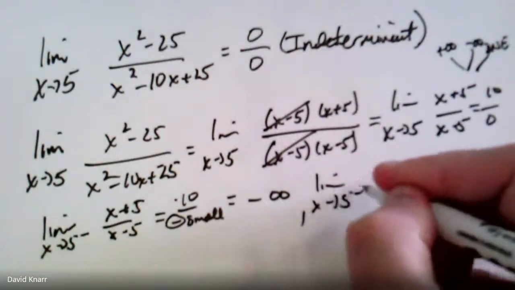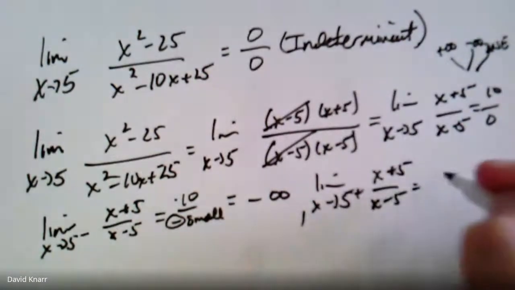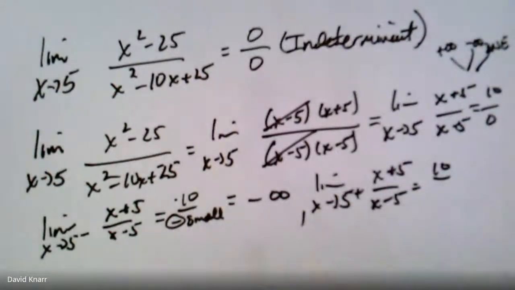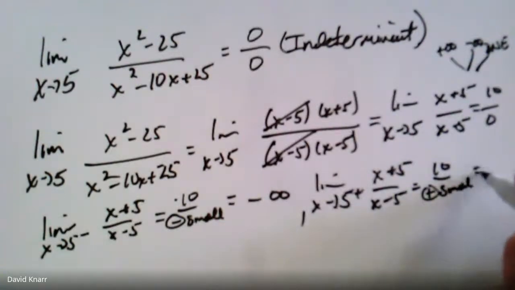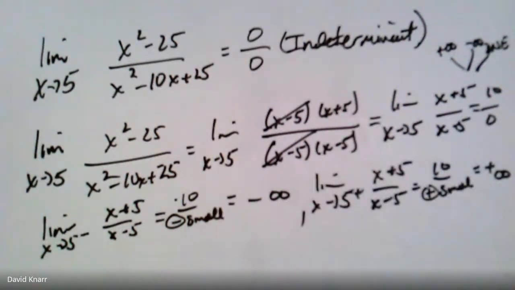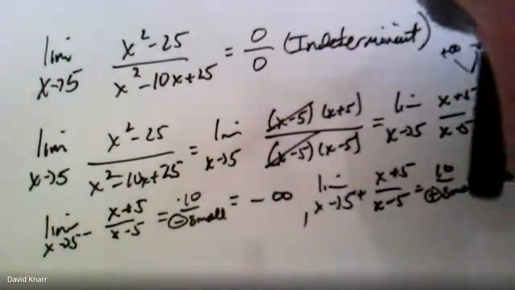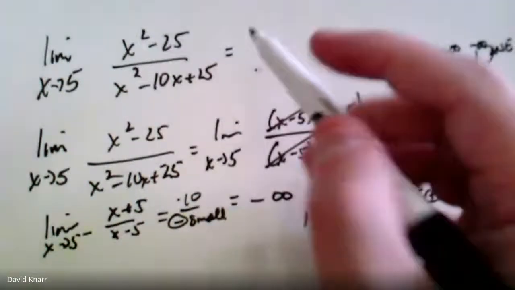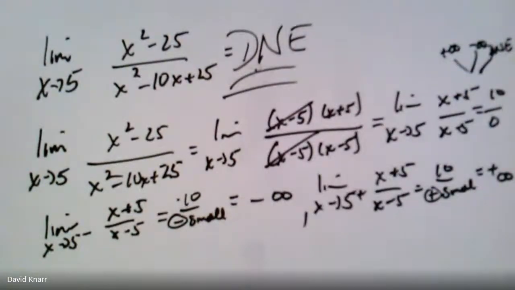The limit as x goes to 5 from the right of x plus 5 over x minus 5 is 10 over, from the right, just larger than 5. So like 5.01 minus 5 is going to be a positive number, really small. 10 positive over positive is positive. 10 over something really small, something really big. This goes to positive infinity. From the left, I go to negative infinity. From the right, I go to positive infinity, which means that my limit as x goes to 5 of x squared minus 25 over x squared minus 10x plus 25, this limit does not exist because from the left and from the right, I don't go to the same place.